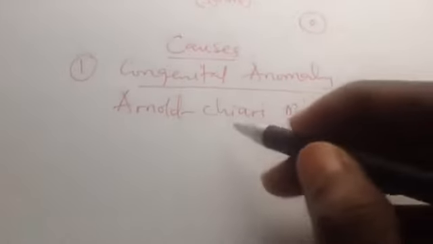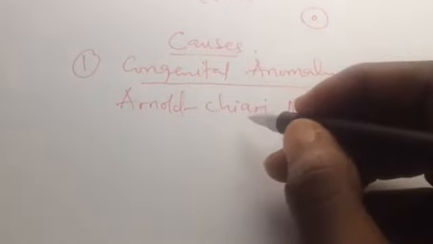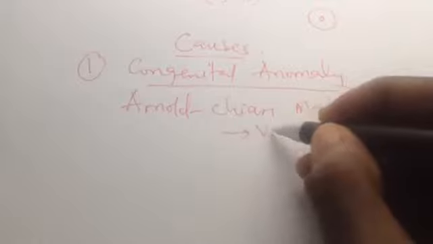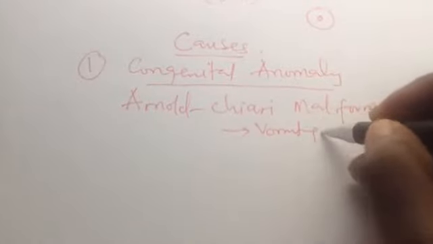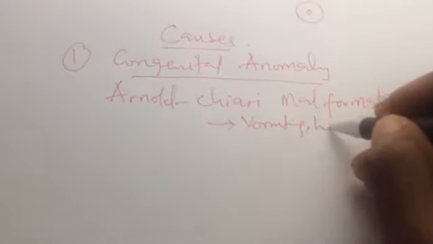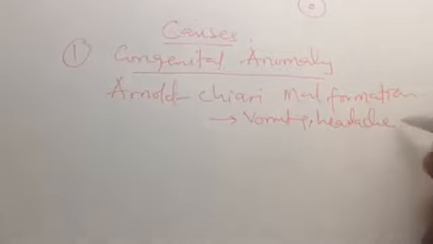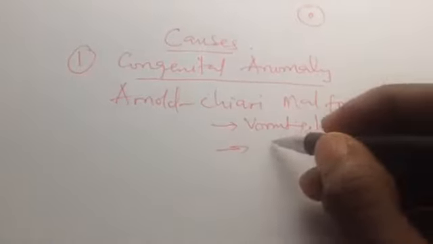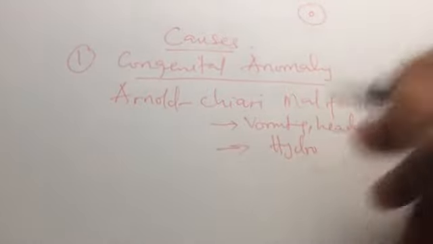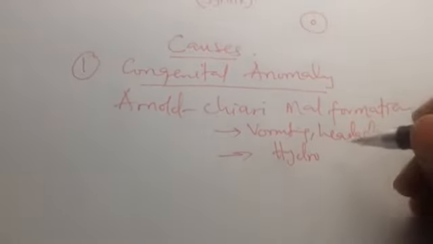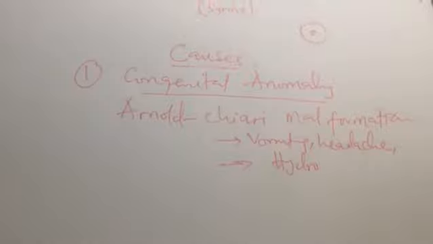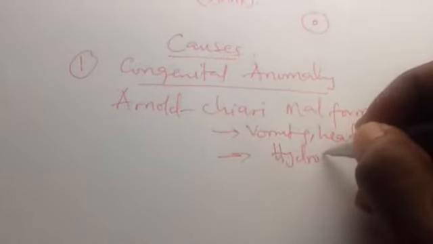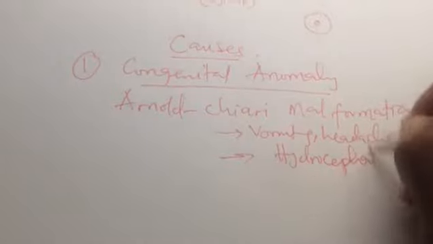The associated symptoms of Arnold-Chiari malformation are symptoms of increased intracranial pressure. Mostly you will see them with vomiting and severe headache. Arnold-Chiari malformation is also mostly associated with hydrocephalus, because there is compression of the circulating cerebrospinal fluid, so it may lead to hydrocephalus.